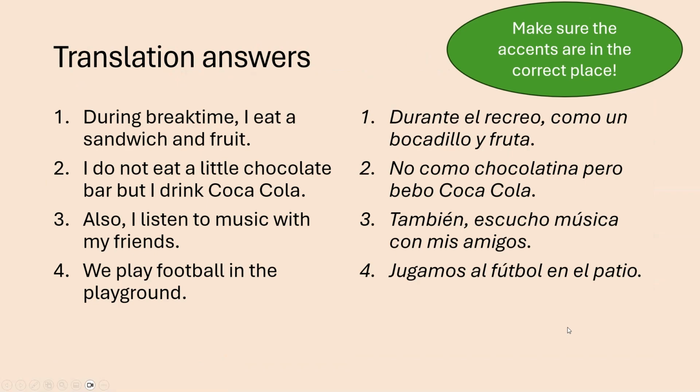Translation answers, here we go. So you've got the English 1 to 4, and then you've got the Spanish 1 to 4. Please purple pen carefully. And that is your lesson for today.